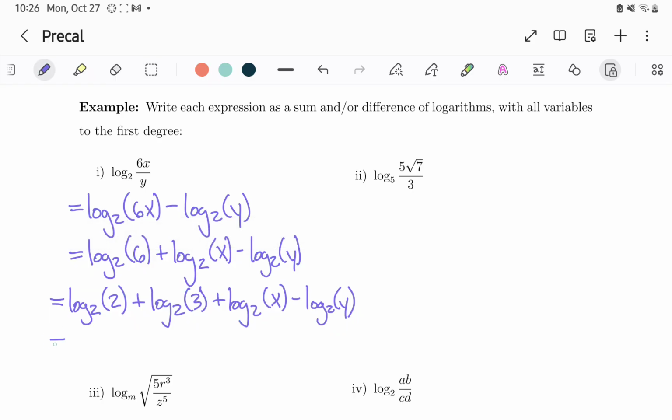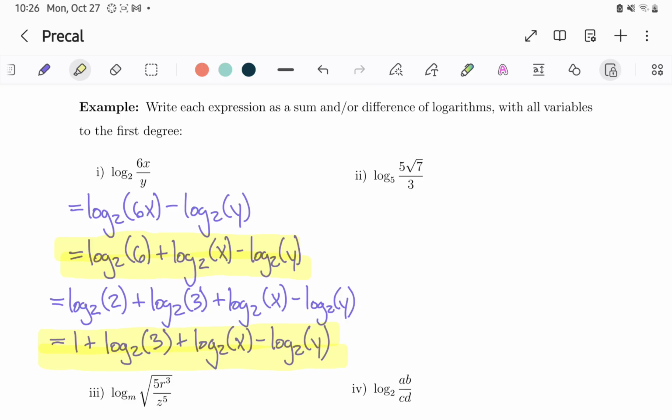And of course, log base 2 of 2 is going to simplify to 1. So we would have 1 plus log base 2 of 3 plus log base 2 of x minus log base 2 of y. If we were reading the instructions very literally, I would say that we could be happy with our answer right here. Though if we wanted to expand things as much as possible, we could get it all the way to this: 1 plus log base 2 of 3 plus log base 2 of x minus log base 2 of y.